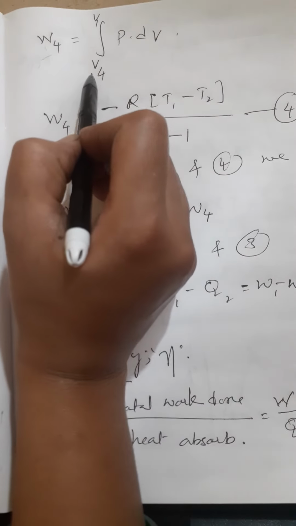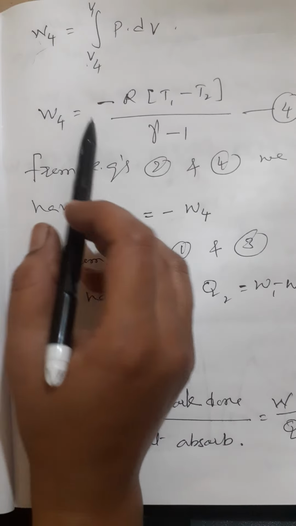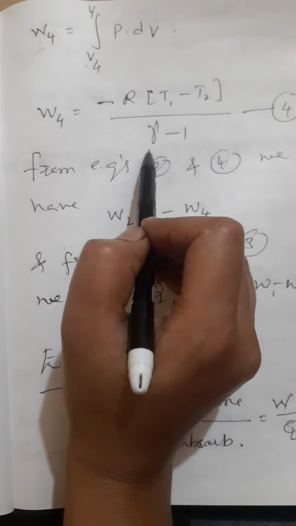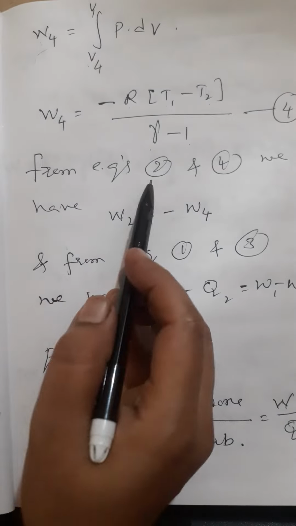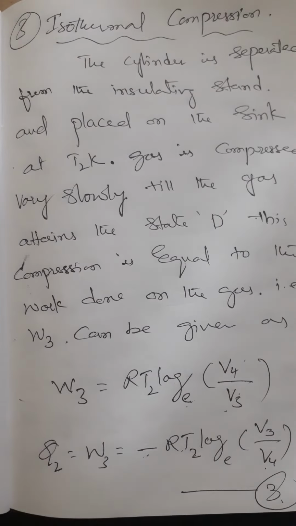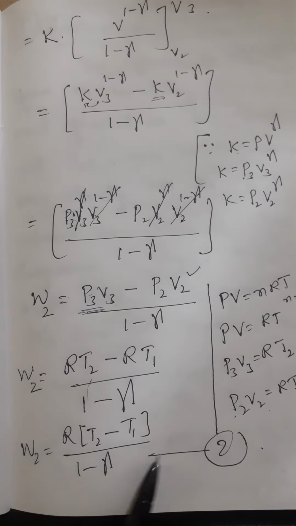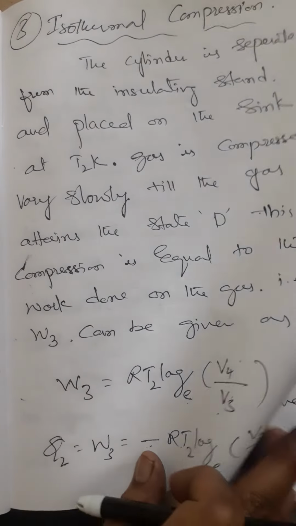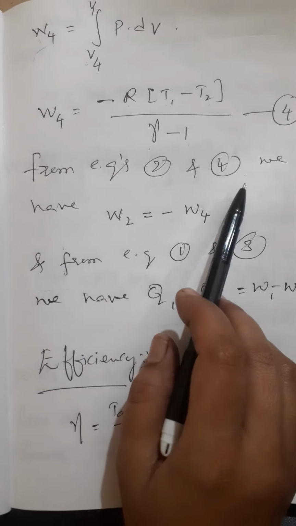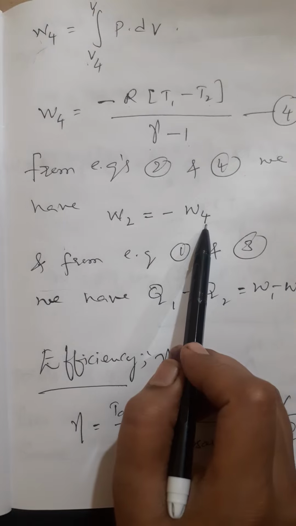That is W4 is equal to integral from V4 to V1 of P dV, and this can be written as, opposite to that of the second equation, minus R(T1 minus T2) by (gamma minus 1). Now from equations 2 and 4: equation 2 is related to adiabatic expansion, and equation 4 is adiabatic compression. If you compare these two equations, we will get W2 is equal to minus W4.